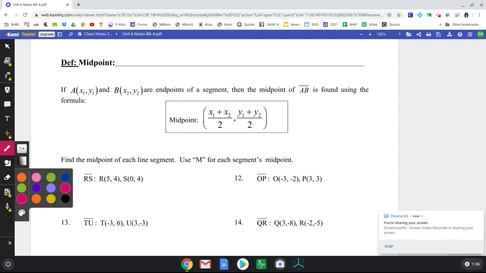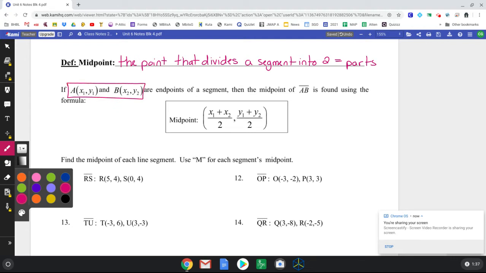The third thing we're going to use in coordinate geometry very often is the midpoint. The midpoint of a segment, we know, is the point on a segment that divides the segment into two equal parts. So if I want to find the midpoint of 2 points of an endpoint here, I've got A and B.